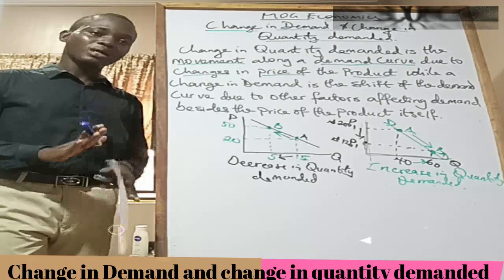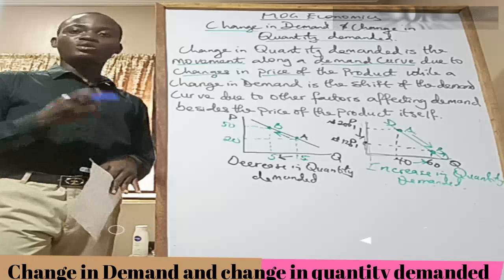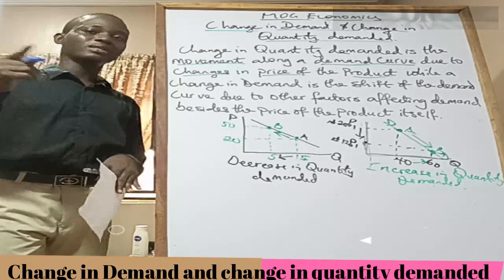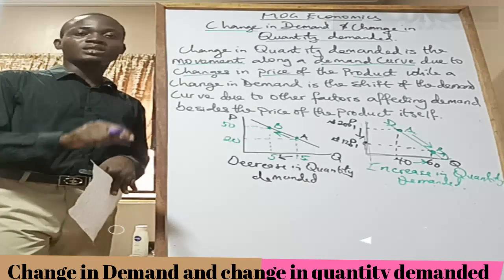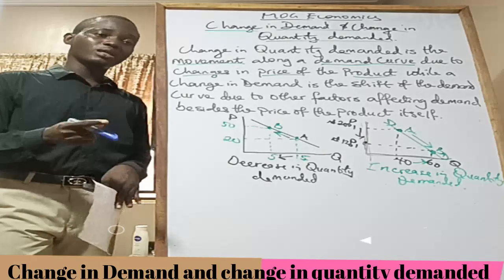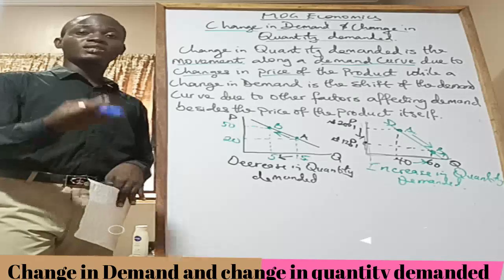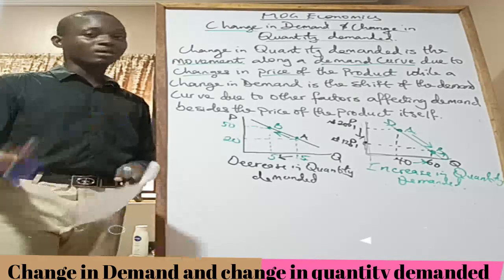So a change in demand is a shift of the demand curve as a result of other factors affecting demand besides the price of the product itself. Other factors. Now, let me give you a hint, which is something that I used to give to students in classes: whatever is going to shift a curve is a variable not in the graph.